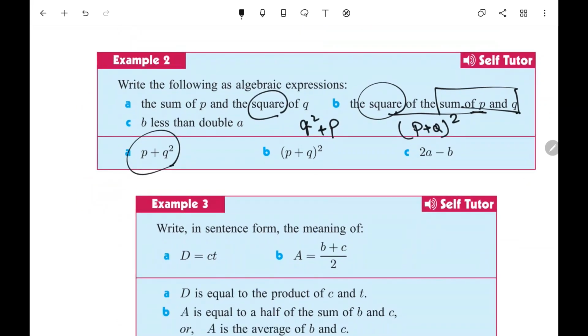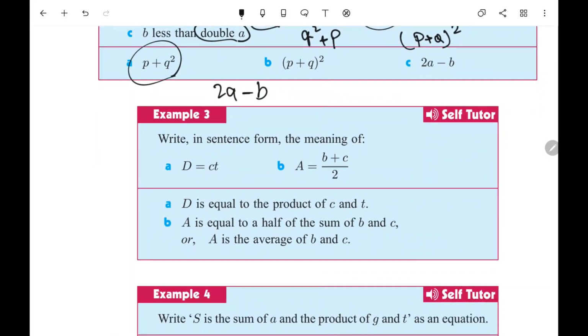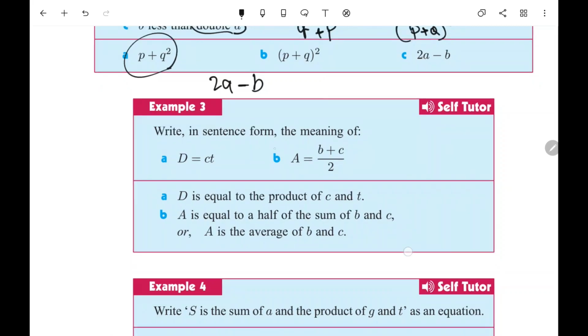Next, b less than double a. So a must be doubled, so it's 2a less than b, that is, b minus 2a. Here we have to write in a sentence the meaning of d equals ct. So d is equal to the product, or multiplication, of c and t, as we know that ct equals c multiplied by t.